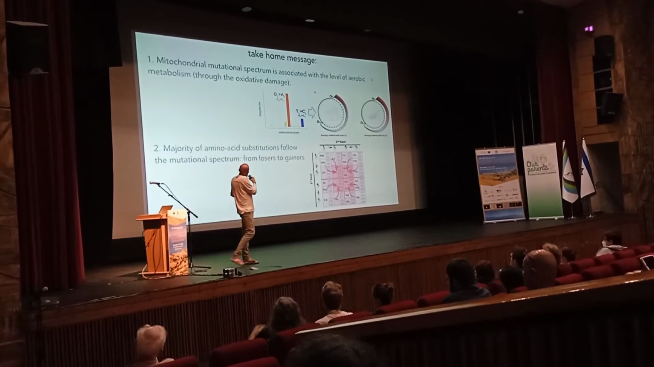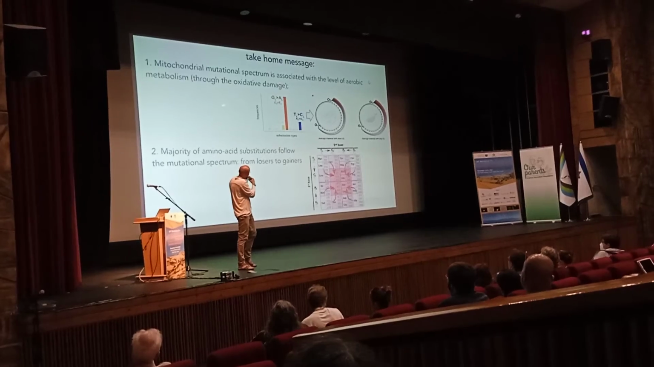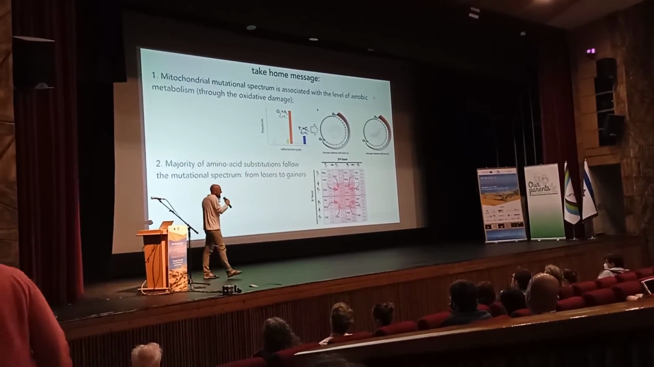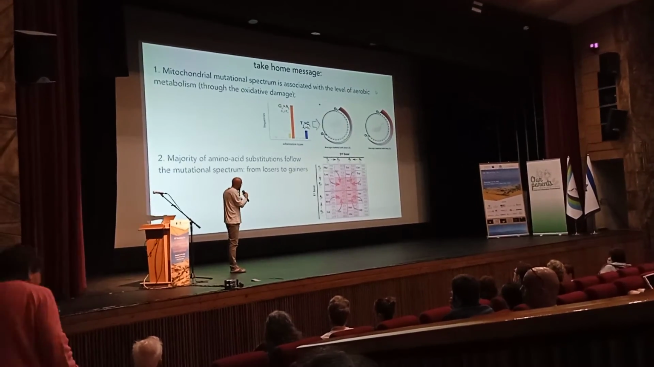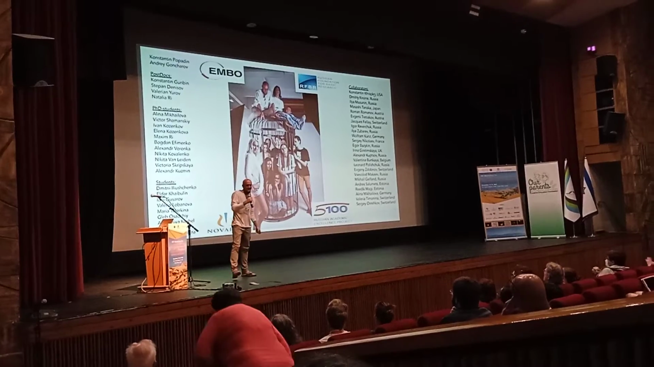Okay, so my take-home messages. First, the mitochondrial mutational spectrum is informative, so we can decode it. And this is the last take-home message, yes, that amino acids follow the same trend. Thank you very much.